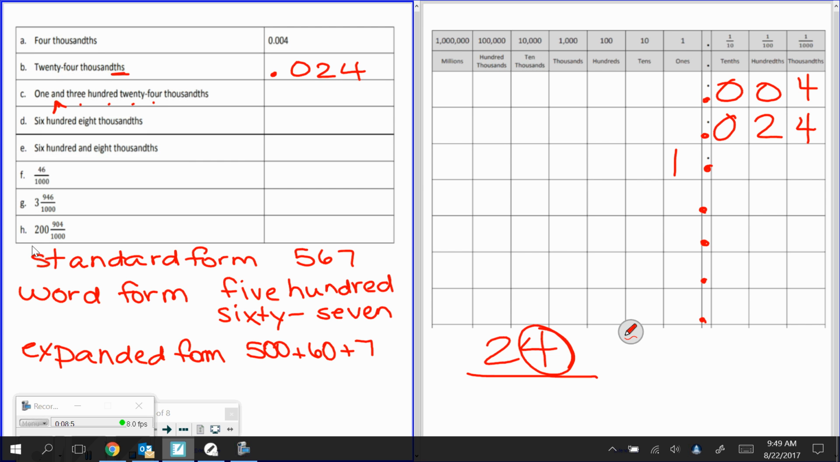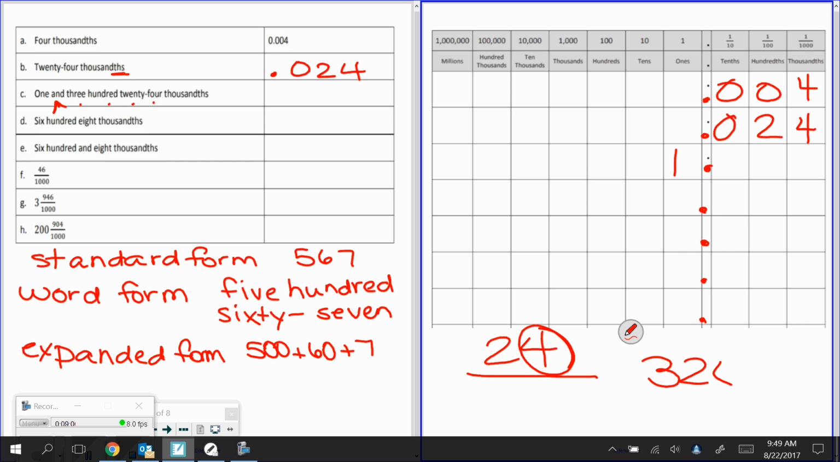324. What does 324 look like? Go ahead and tell me. 3, 2, 4. So I'm going to do 3, 2, 4. I don't want to write it up here yet, so I don't want to put it in the wrong. You guys have dry erase, so it's okay. 3, 2, 4.